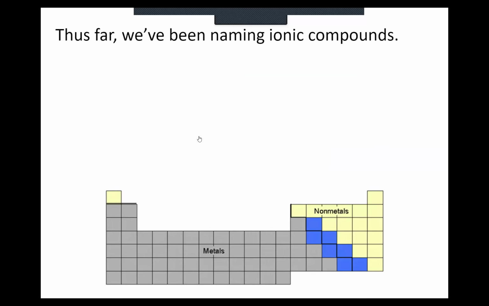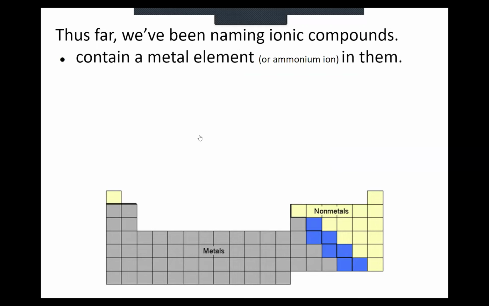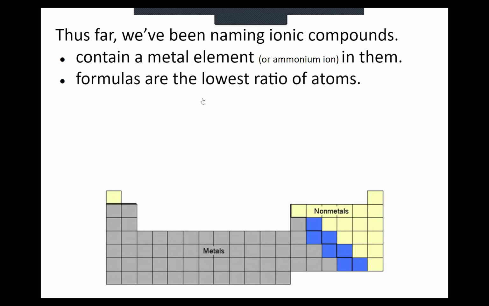In our consideration of chemical nomenclature so far, we've only been looking at ionic compounds. An ionic compound is one that contains a metal element, or an ammonium ion would count. And when we write formulas, they're the lowest ratio of atoms possible. So for instance, if I have two sodiums and two chlorines, I know that sodium's a metal and chlorine's a nonmetal. I would reduce the ratio of atoms in that formula so that it's Na1Cl1.